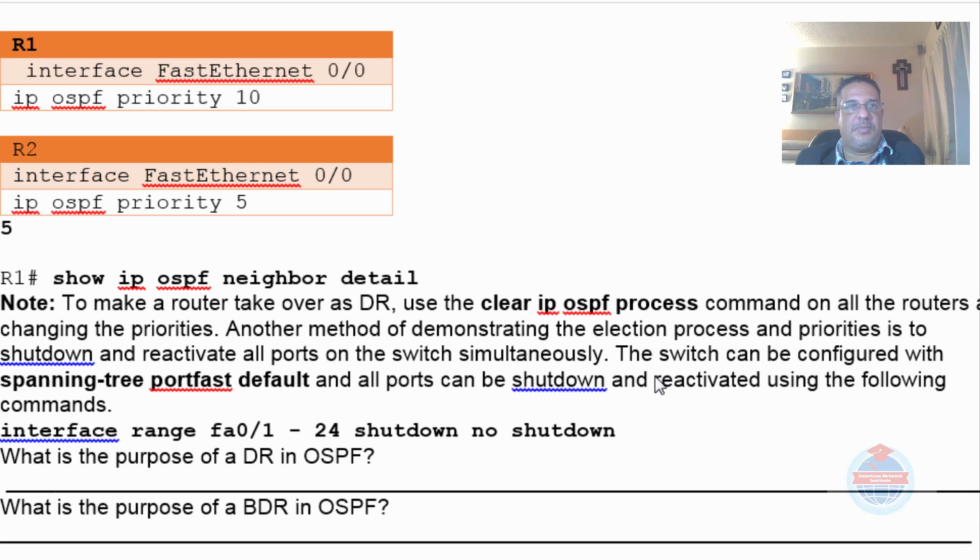They're talking about the spanning tree and the switch, and I don't want to jump on that because we're talking about CCNP Route. What is the purpose of DR in OSPF? What is the purpose of Bdr in an OSPF process? Well, guys, the election is made on the router priority. Remember that the router priority is number 1.